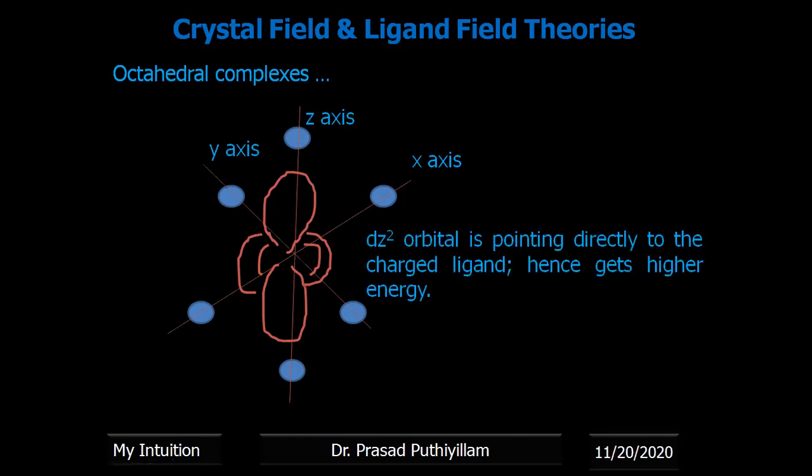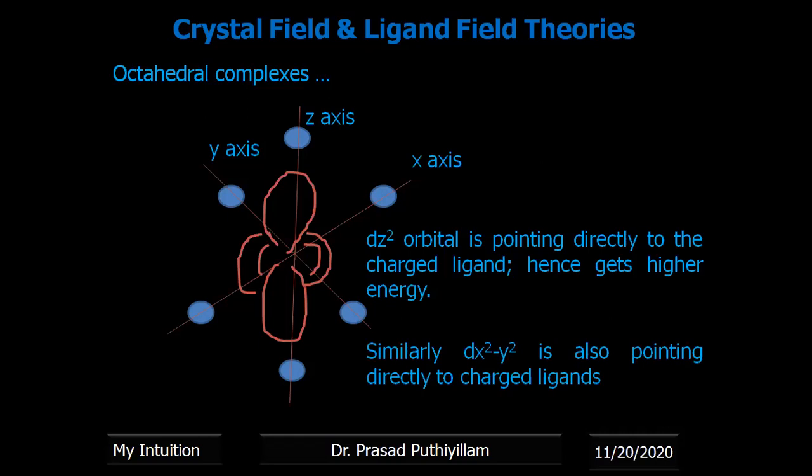Whenever it is pointing towards the charged ligand, it will get higher energy because it is closer to that charged particle, the charged ligand. Therefore, it is getting higher energy. Similarly, dx square minus y square is also pointing. If you draw dx square minus y square on the x, y, z axes, you can see that they are also pointing towards the charged ligands. So these two orbitals, dz square and dx square minus y square, will have a higher energy level than that of dxy, dyz, dxz in the case of octahedral complexes.